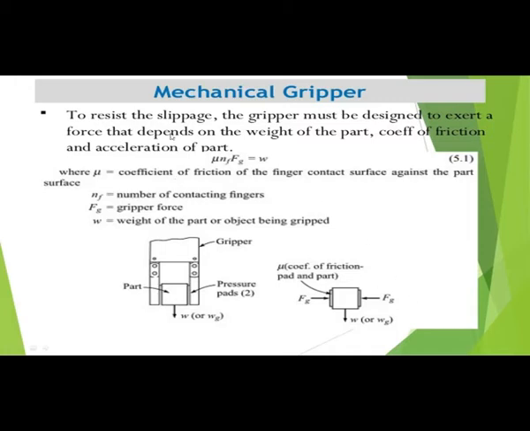Here in this slide you observe that to resist slippage, the gripper must be designed to exert a force that depends on the weight of the part, the coefficient of friction, and the acceleration of the part. μ n_f F_g = W, where μ is the coefficient of friction between the finger contact surface and the part surface, n_f is the number of contacting fingers, F_g is the gripper force, and W is the weight of the object being gripped.